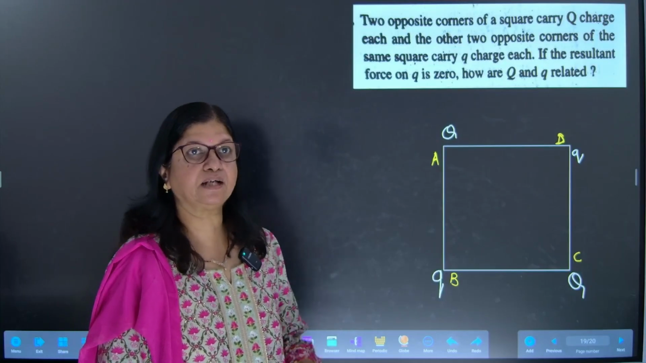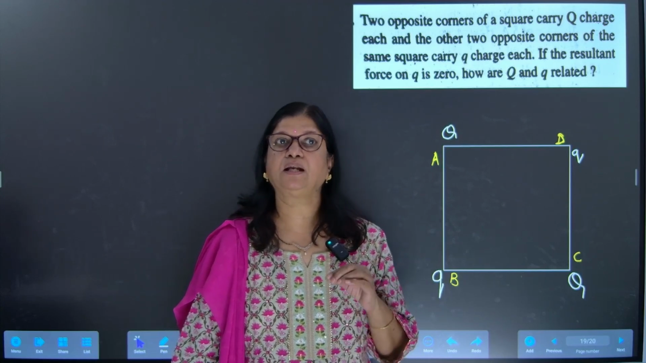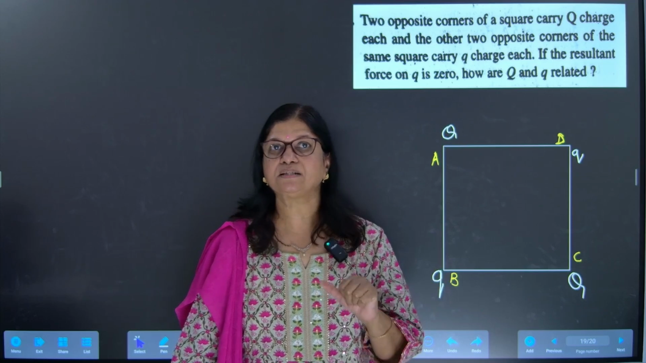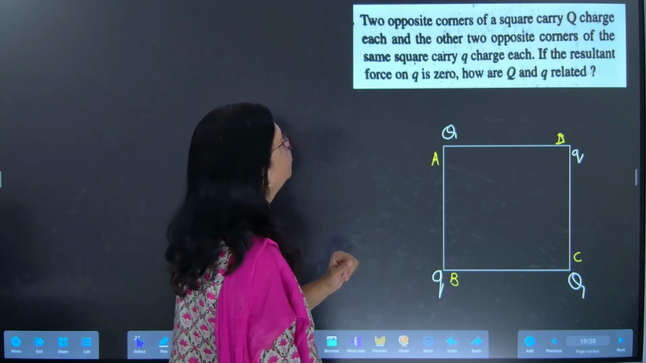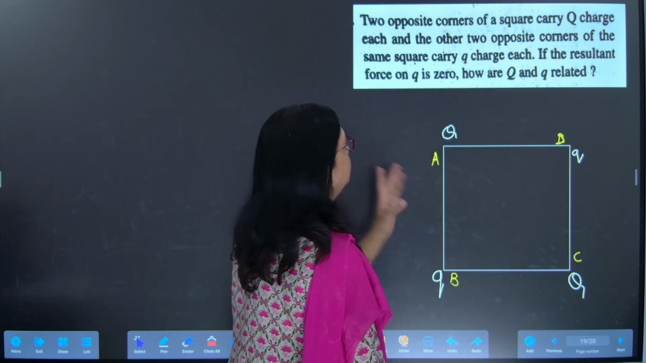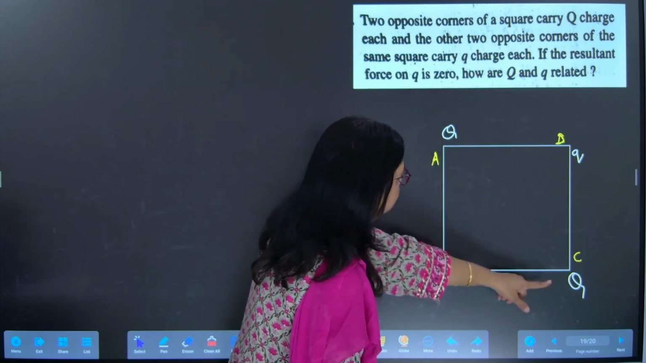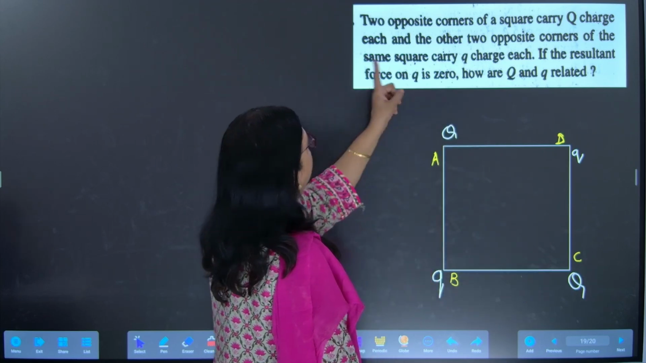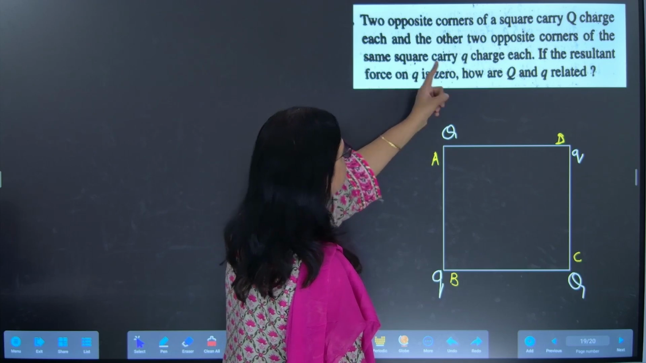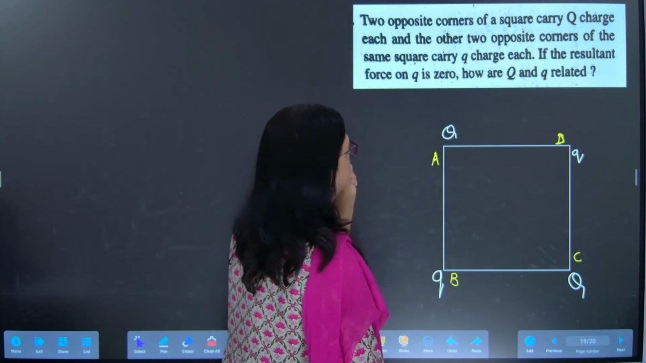Okay. So let us consider forces due to multiple charges. Now at present we have in this numerical four charges. So let us read the numerical and understand what they have given. Two opposite corners of a square, so I have drawn a square ABCD, carry Q charge each. So Q and Q are on opposite vertices of the square, and the other two opposite corners of the same square carry small q charge each.